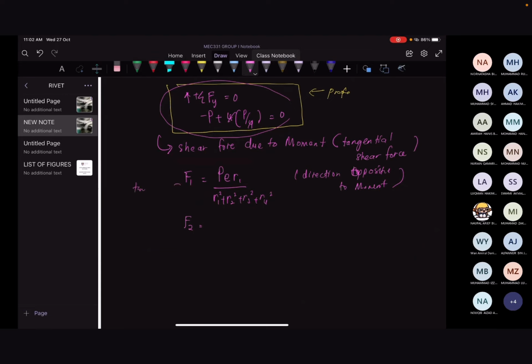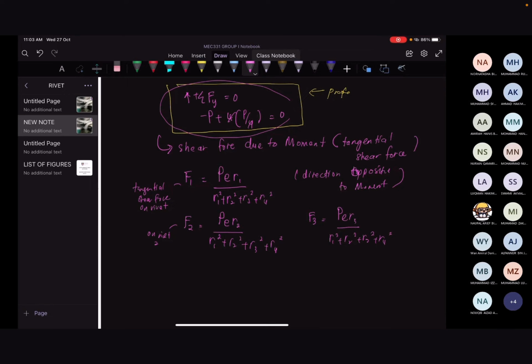This one is tangential shear force on rivet 1. Okay, this one is on rivet 2. Okay, so formula dia sama juga tapi dia akan jadi PE R2 over R1 squared plus R2 squared plus R3 squared plus R4 squared. Okay, so ultimately awak akan dapat F3, formula dia akan jadi PE R3 over R1 squared plus R2 squared plus R3 squared plus R4 squared.